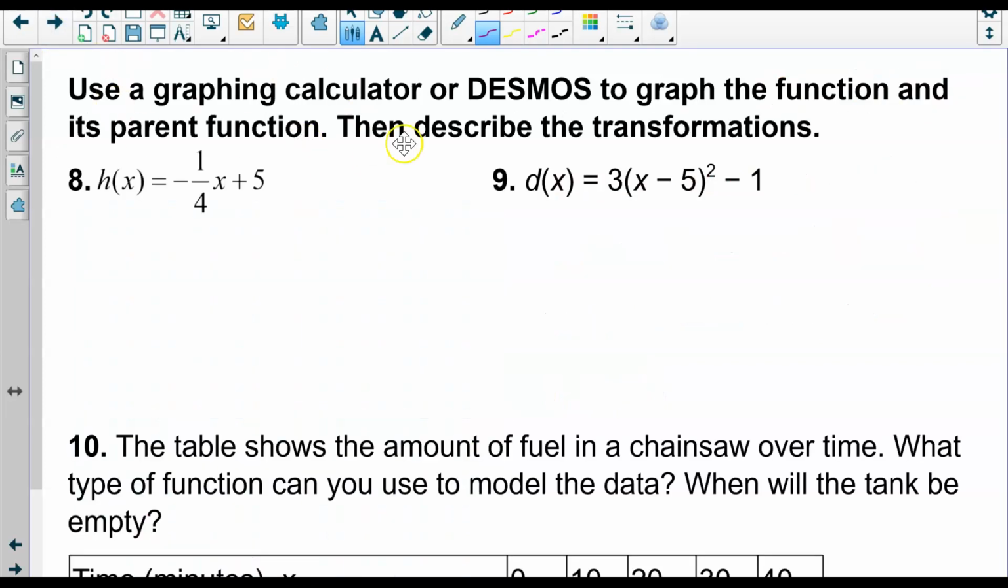Okay, and so for your practice problems, I want you to use Desmos to graph the function and its parent function. I would expect this to be on a sheet of paper, and then describe the transformations as well.